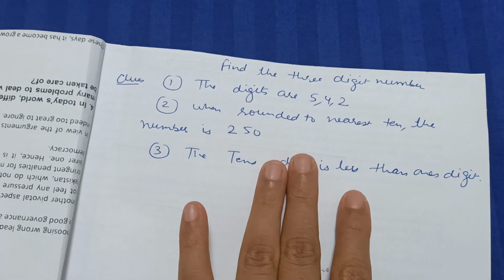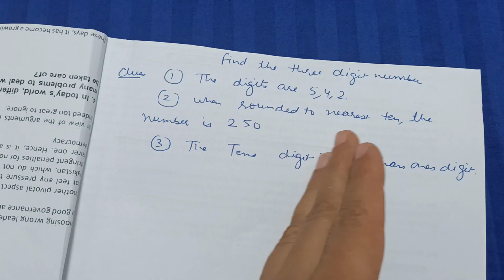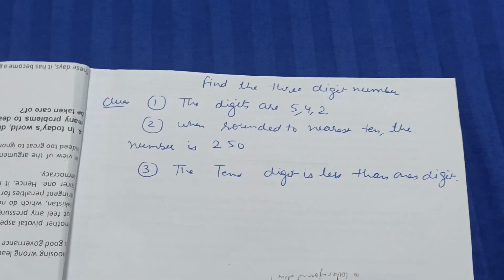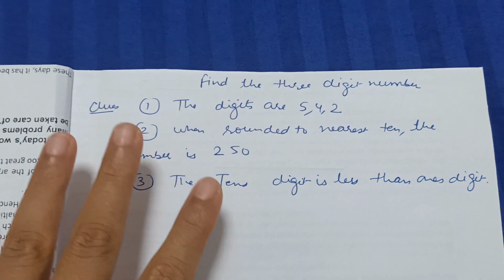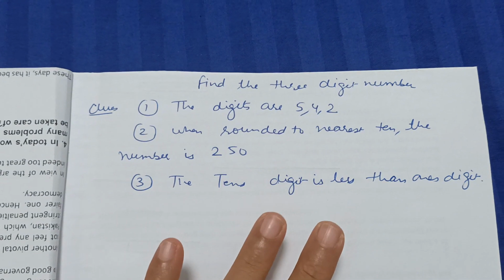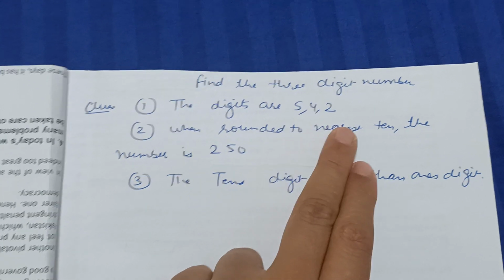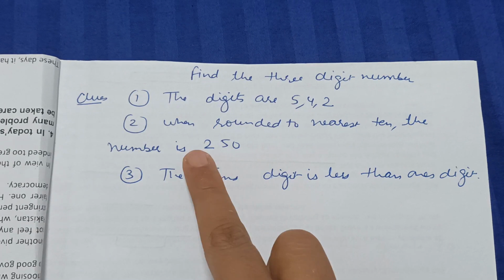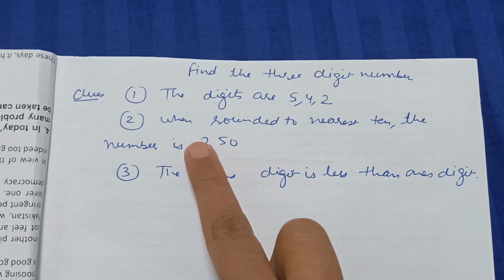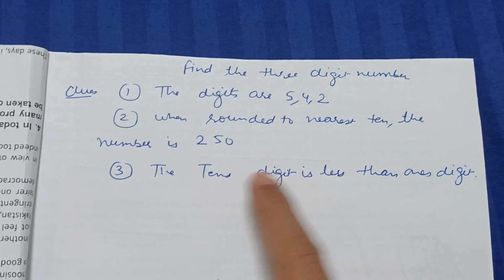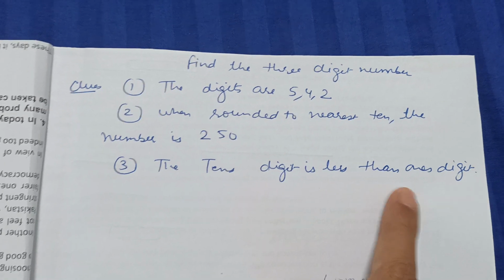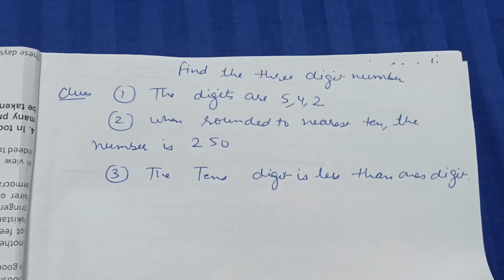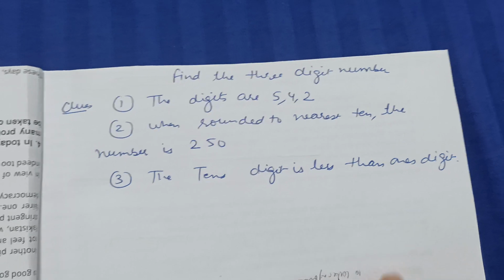Again, we have done the rounding-off concept, like round to 10, round to 20, 100, round to 1000, that we have done in one of the busy books. So we have practiced this concept. Now, find the 3-digit number where the digits are 542. When rounded to the nearest 10, the number is 250. It means it can be 245 or it can be 254. Now the tens digit is less than the ones digit, so it means it is 245. I want her to use all the concepts which we have taught and learned, and then find the answer to this question.